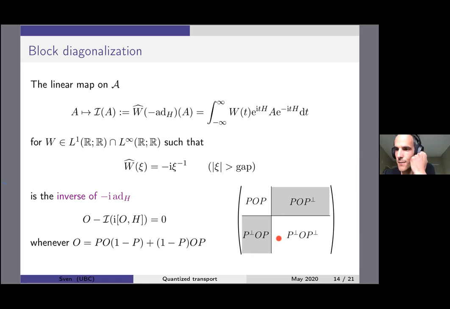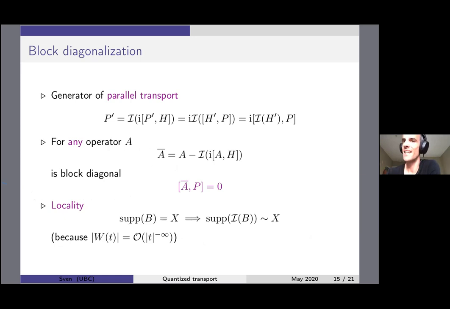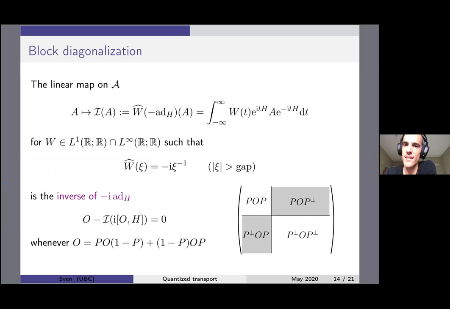Now this map is a very useful thing. First of all, it generates parallel transport. So if I now have a parameter dependent Hamiltonian, and a parameter dependent P, I can look at its derivative. This P prime is the derivative with respect to the parameter. Because it's a family of projectors, these projectors are always off diagonal with respect to themselves. So I can say that P prime is I of P prime commutator with h. This is the identity I had here at the bottom.